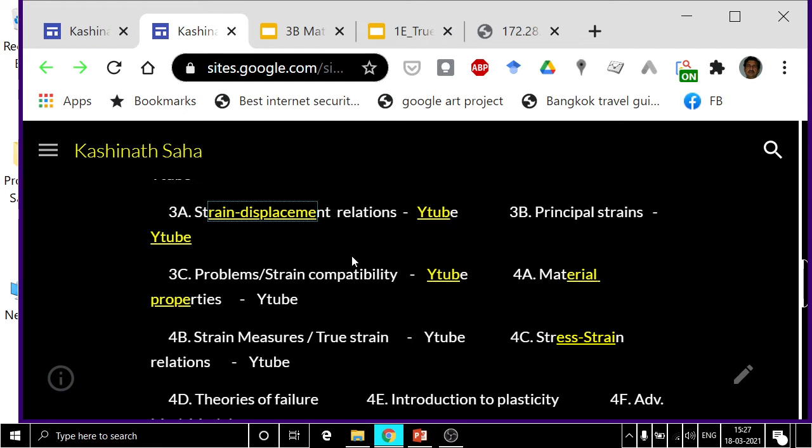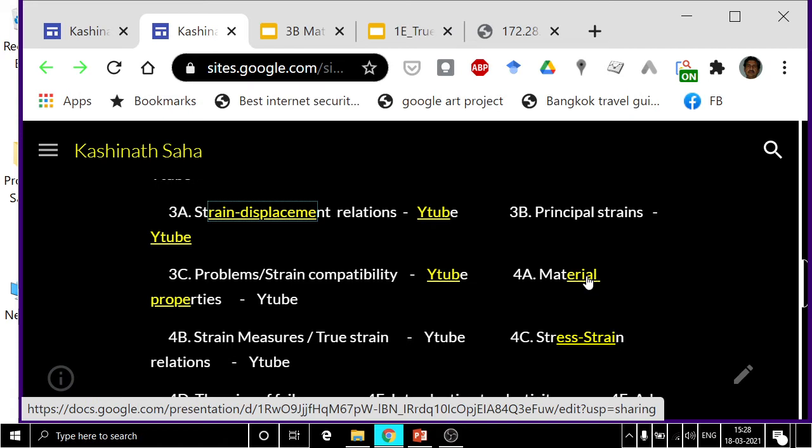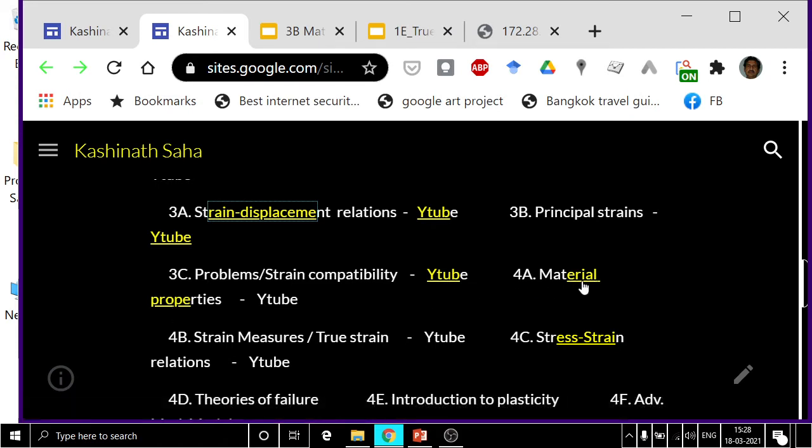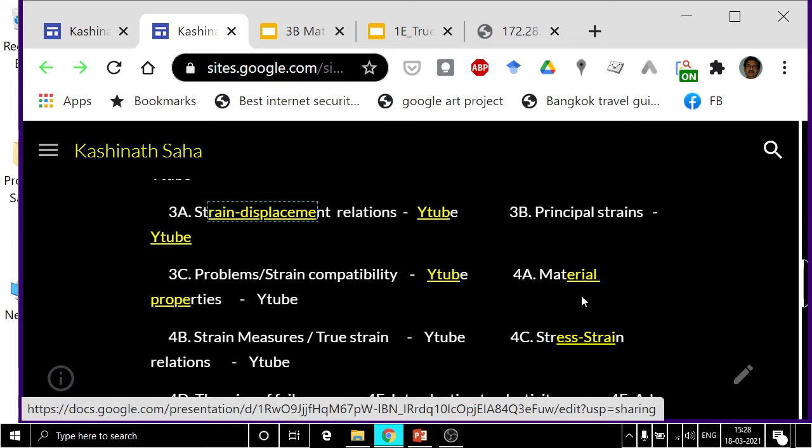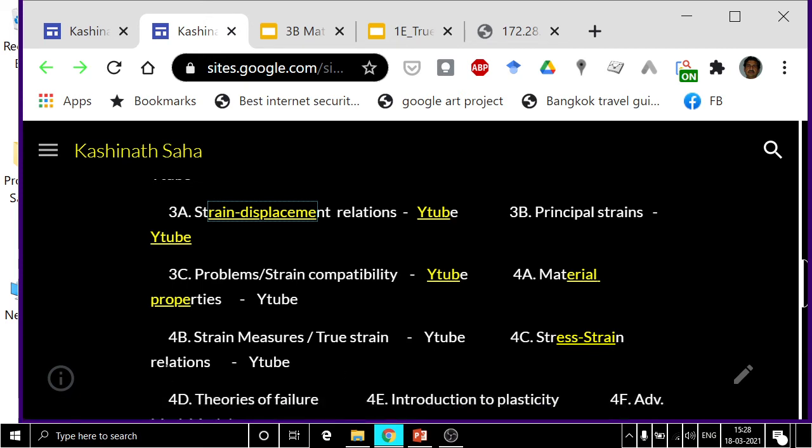So, the next part is establishing the relation between stress and strain. For that, today we will be discussing material properties, because that is the relation we require to establish this stress and strain relation. What the properties are and how we determine them, that we will discuss today, as the first part.